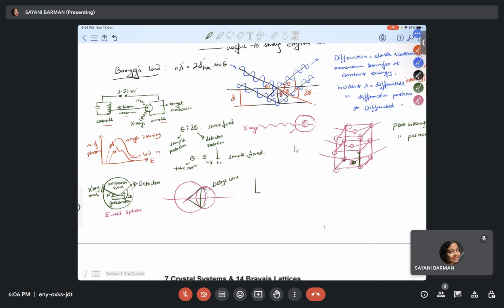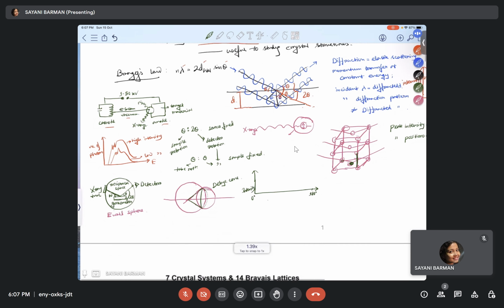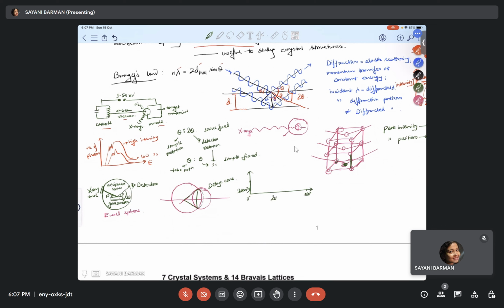How the PXRD pattern looks like: here is intensity, from 0 degrees to let's say 180 degrees, and this is the diffraction angle 2 theta, and your peaks will look like this. Okay, these are the peaks. Now they should be sharp.